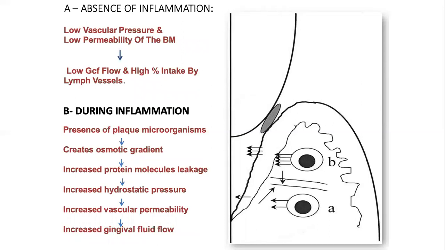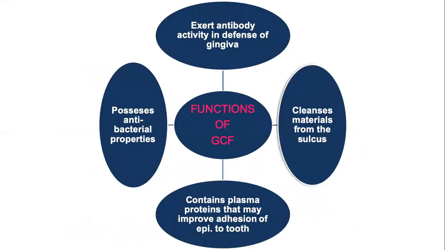But during inflammation, what is the cause of inflammation? Plaque, and plaque harbors bacteria or microorganisms, which creates an osmotic gradient. There will be increased leakage of protein molecules. The increased hydrostatic pressure will result in increased vascular permeability, and ultimately an increase in the amount of GCF as well.